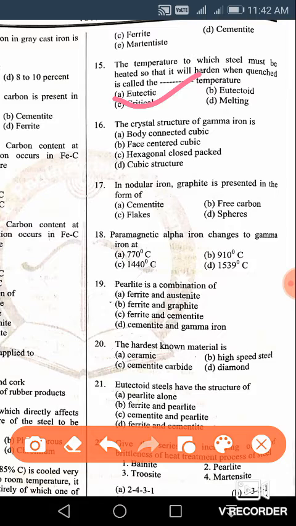The crystal structure of gamma iron is FCC, face centered cubic, you know that very well. And ferrite is BCC. Next, in nodular iron, graphite is present in the form of spheres. So your answer is D.